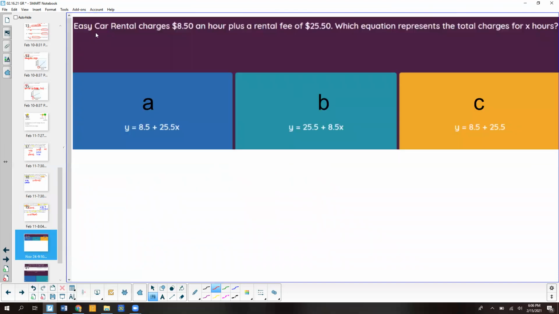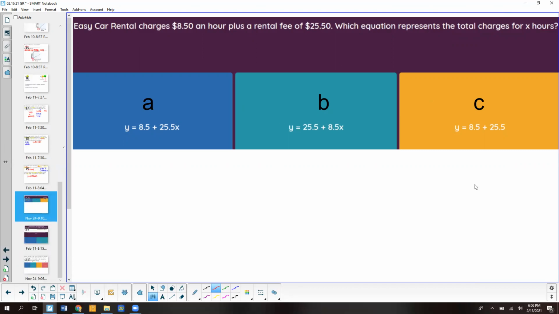Easy Car rental charges $8.50 an hour plus a rental fee of $25.50. Which equation represents the total charges for x hours? So any amount of hours. We want to pick from our options. We've only got 3 more problems, y'all. Stick with me.